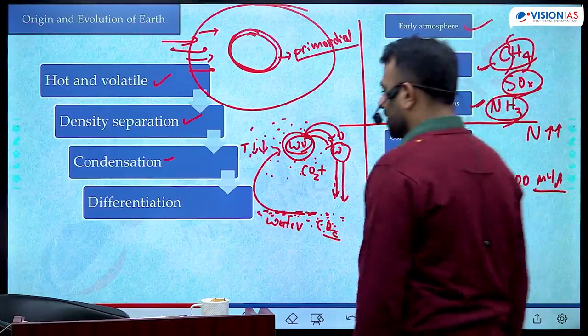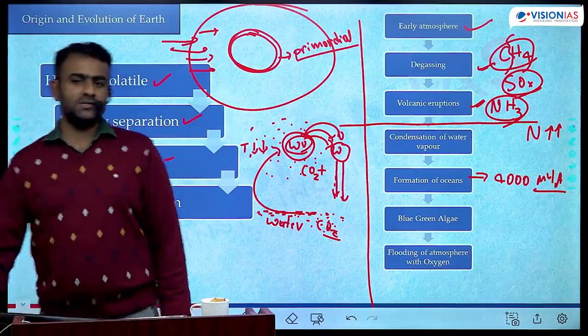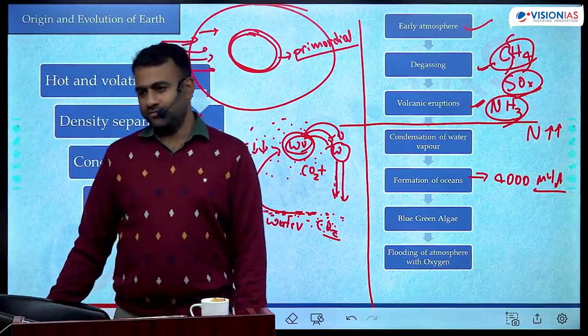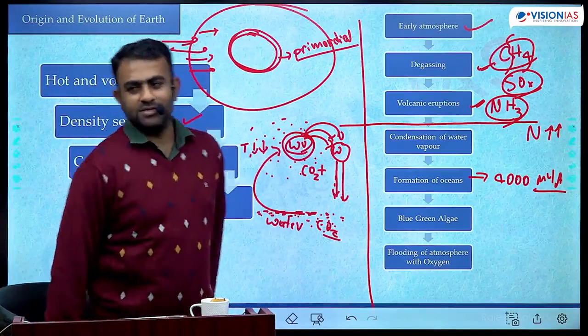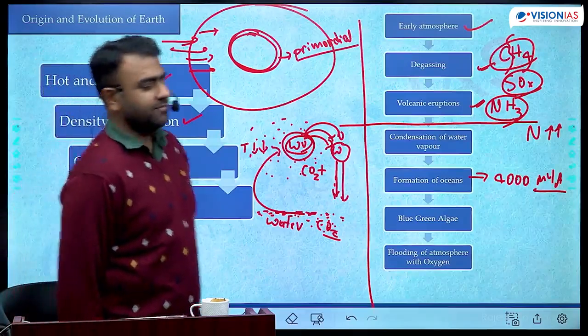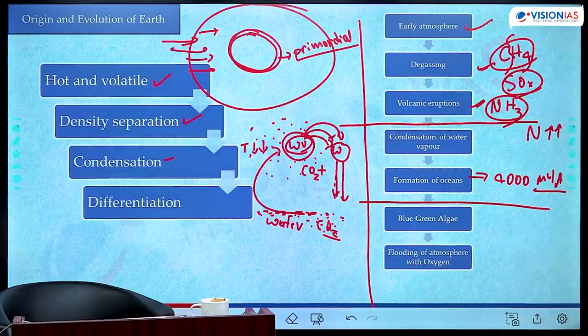बाकी सारा decrease हो गया. Carbon dioxide decreased, water vapor decreased, methane decreased, sulfur decreased, nitrogen बच गया. That is why right now we have 78% of nitrogen in the atmosphere. However, at this stage, the oxygen is still very, very less.